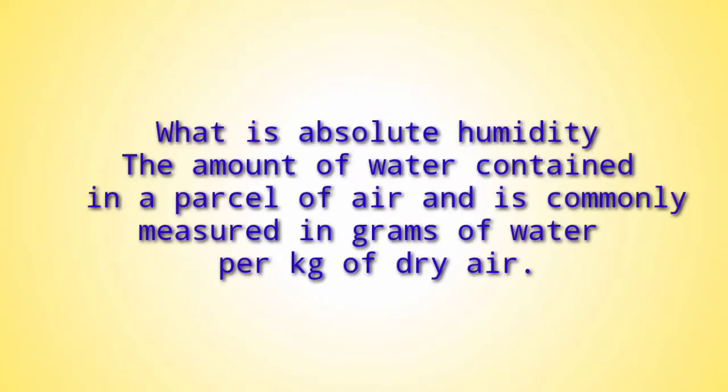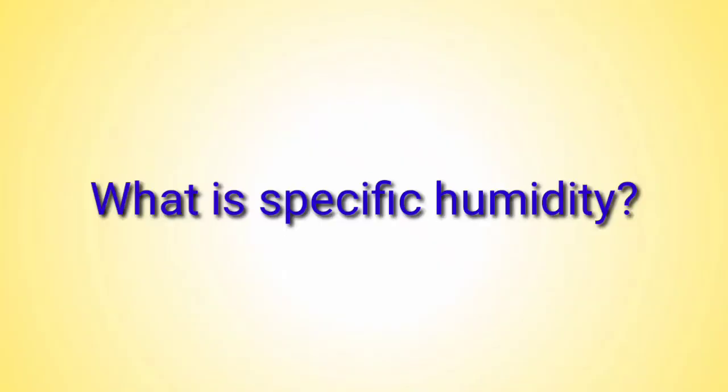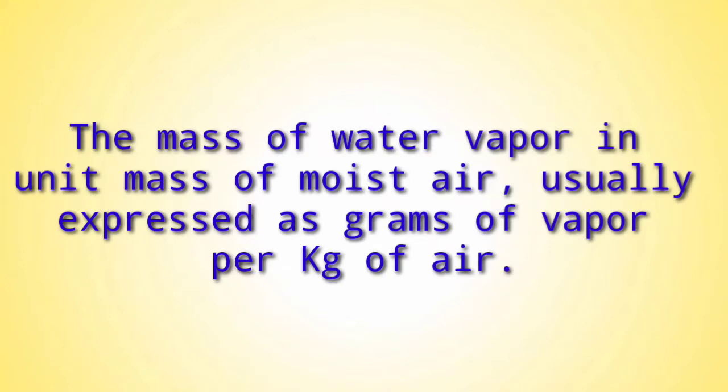What is absolute humidity? Absolute humidity refers to the amount of water contained in a parcel of air and is commonly measured in grams of water per kg of dry air. Then what about specific humidity? Specific humidity is the mass of water vapor in a unit mass of moist air, usually expressed as grams of vapor per kg of air.